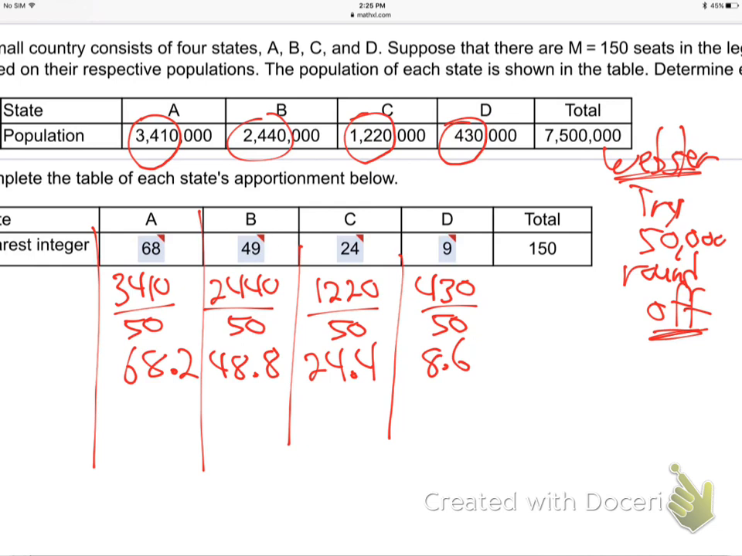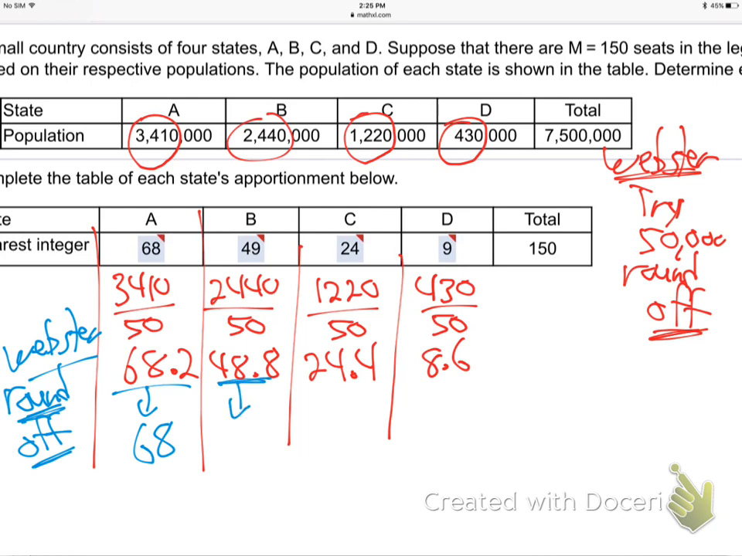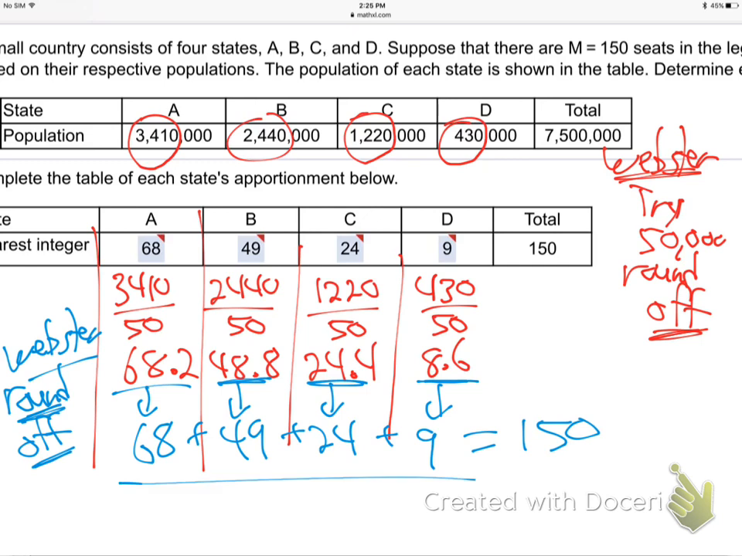All right, now what am I supposed to do with those numbers? Round off. I'm supposed to round them off. Webster says round them off. So 68.2, where's that going? Down to 68. 48.8, where's that going? 49. Up to 49, right? If the decimal's 0.5 or more, it goes up. 24.4 goes down to 24. 8.6 goes to 9. Add them up. I think it's right, isn't it? Yep, comes out 150. Boom, there's the answer.